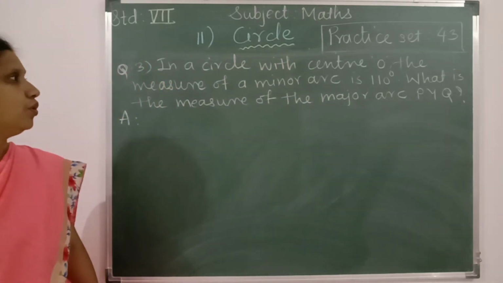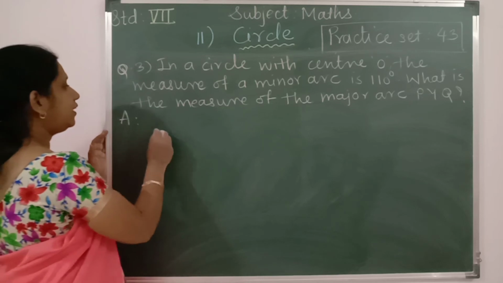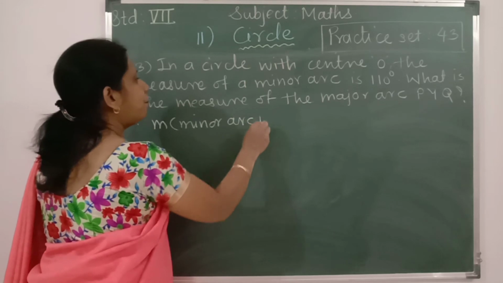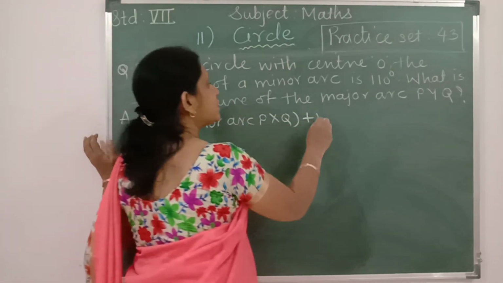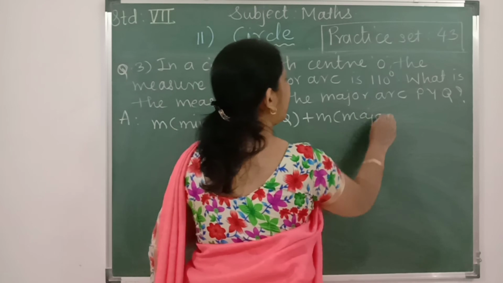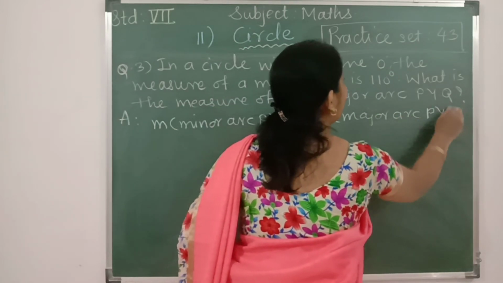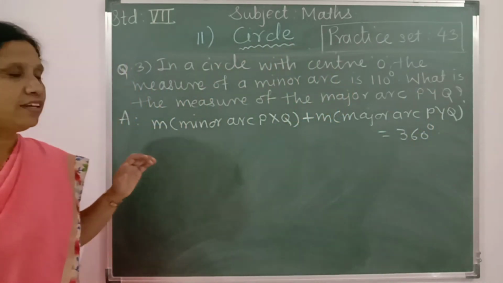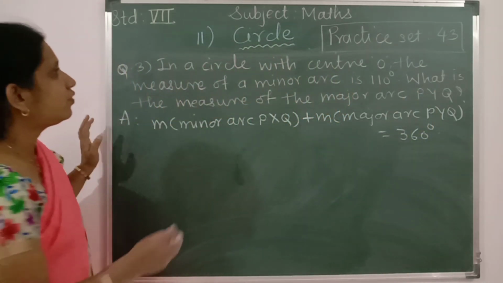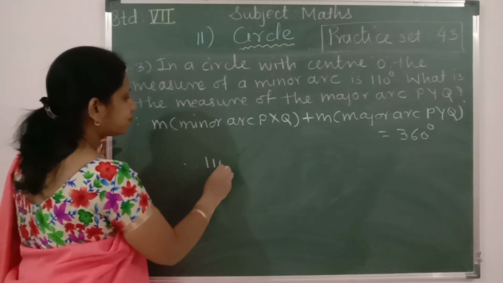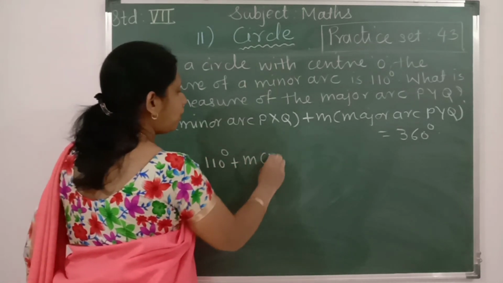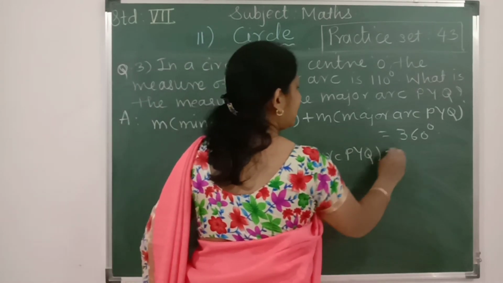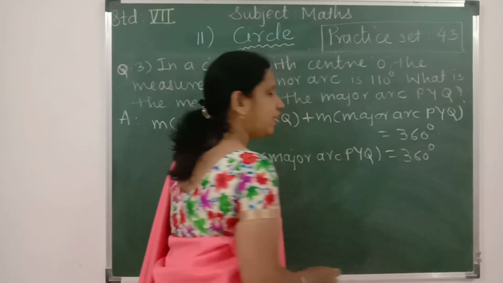PYQ. Right? So, let us write here measure of minor arc PXQ plus measure of major arc PYQ is equal to 360 degrees. Alright. So the measure of minor arc we have is 110 degrees plus measure of major arc PYQ is equal to 360 degrees.